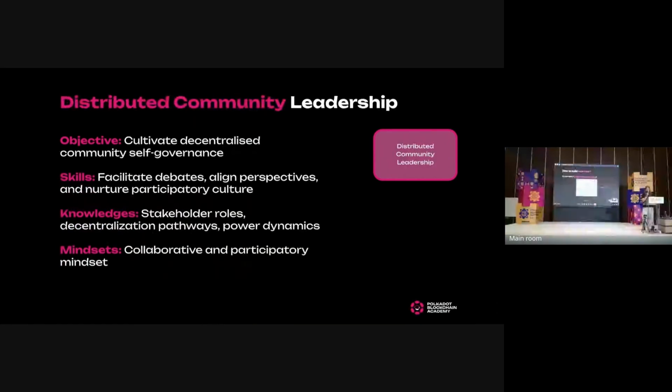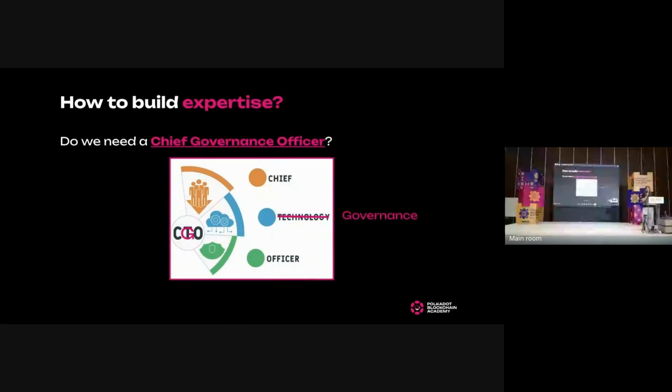And I want to, not here, but so how do you build this kind of expertise that we need from all of these different people? So we had this proposal once, which is like, do we need a chief governance officer, because it is such a large area, and to steward a decentralized community, you could really use some very specific skill sets to push this forward.